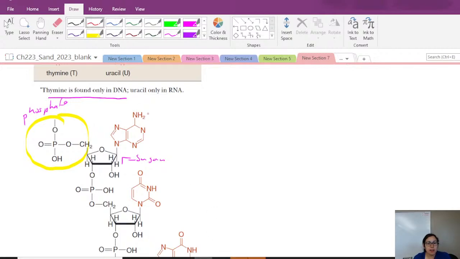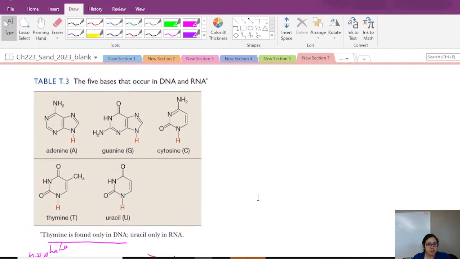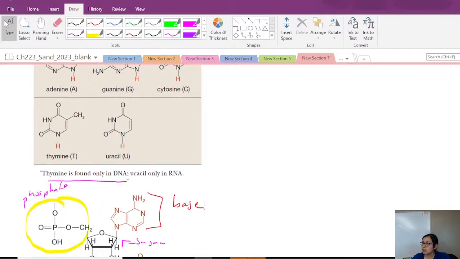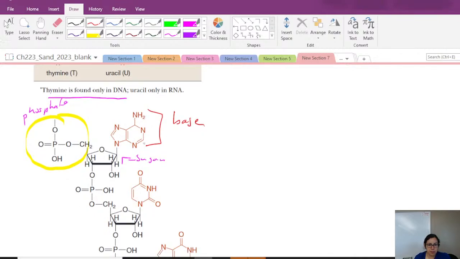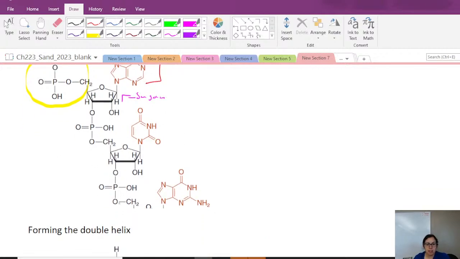And then over here is our base. So whatever base it is. In this case, it looks like adenine is conjugated here. And so that's our structure. And then we can just see this unit repeated: phosphate, sugar, base. And then it would go on, phosphate, sugar, base.